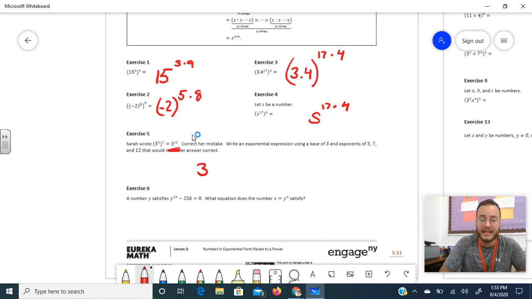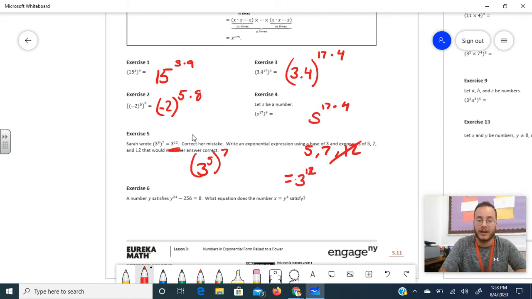So, instead of having 3 to the 5th power raised to the 7, I still need to use the exponents 5, 7, and 12. And how I can do that is, I know that 12 is going to have to be used in her answer because she said her answer was 3 to the 12th power. So I already used my 12th exponent, and this has to be her answer. What can I do to make her answer correct? If I have 3 to a certain power, let's make it 5, and I have 3 to the 7th power, what can I do to these two to make this correct?